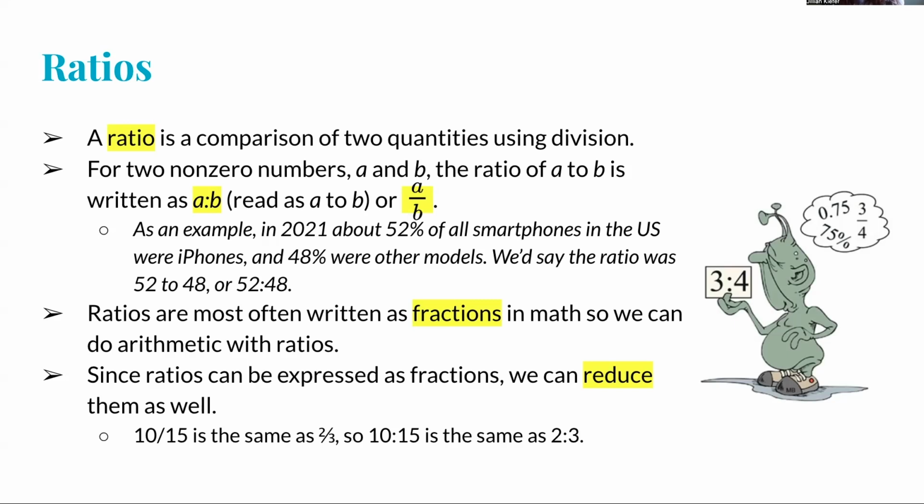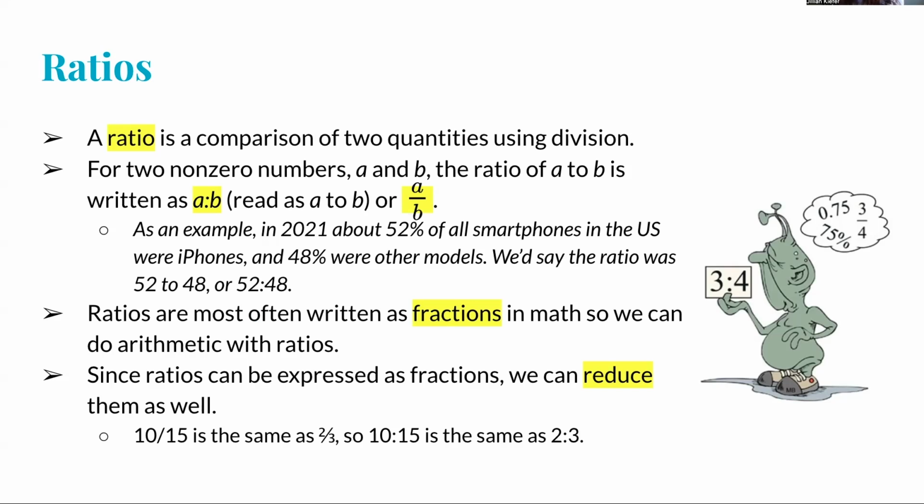So, as an example, in 2021, about 52% of all smartphones in the US were iPhones and 48% were other models. We'd say that ratio was 52 to 48, or 52 colon 48. So we can write that as that ratio. You could also say 52 divided by 48 or 52 over 48. Those are other ways to write them.